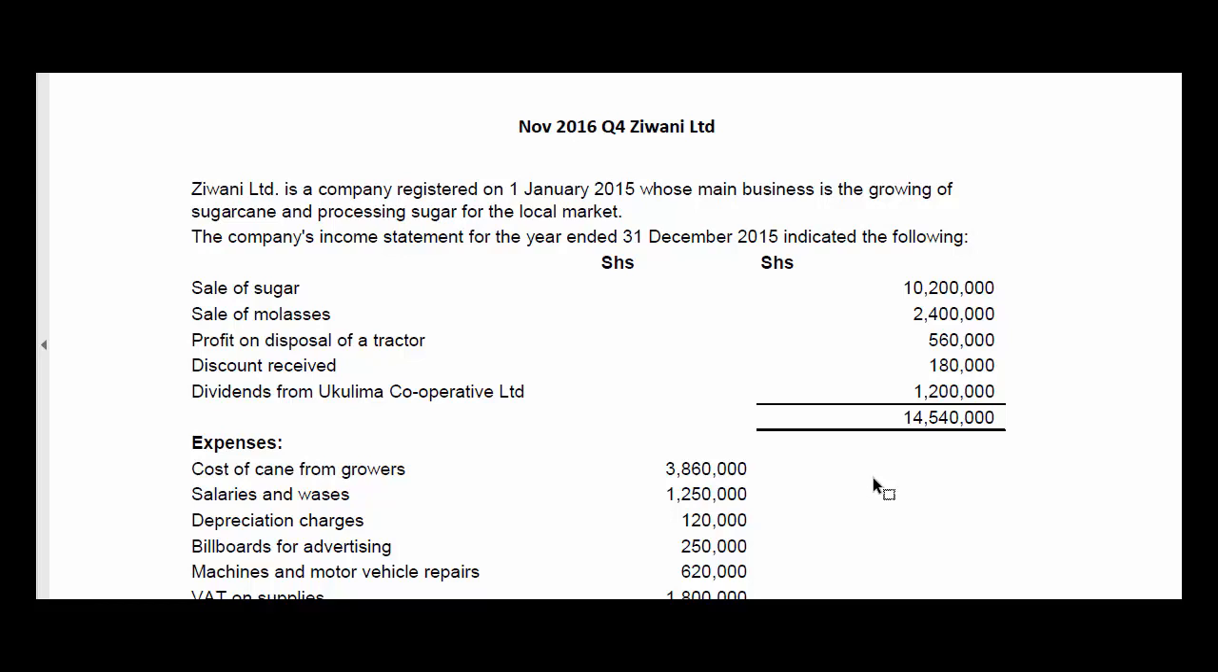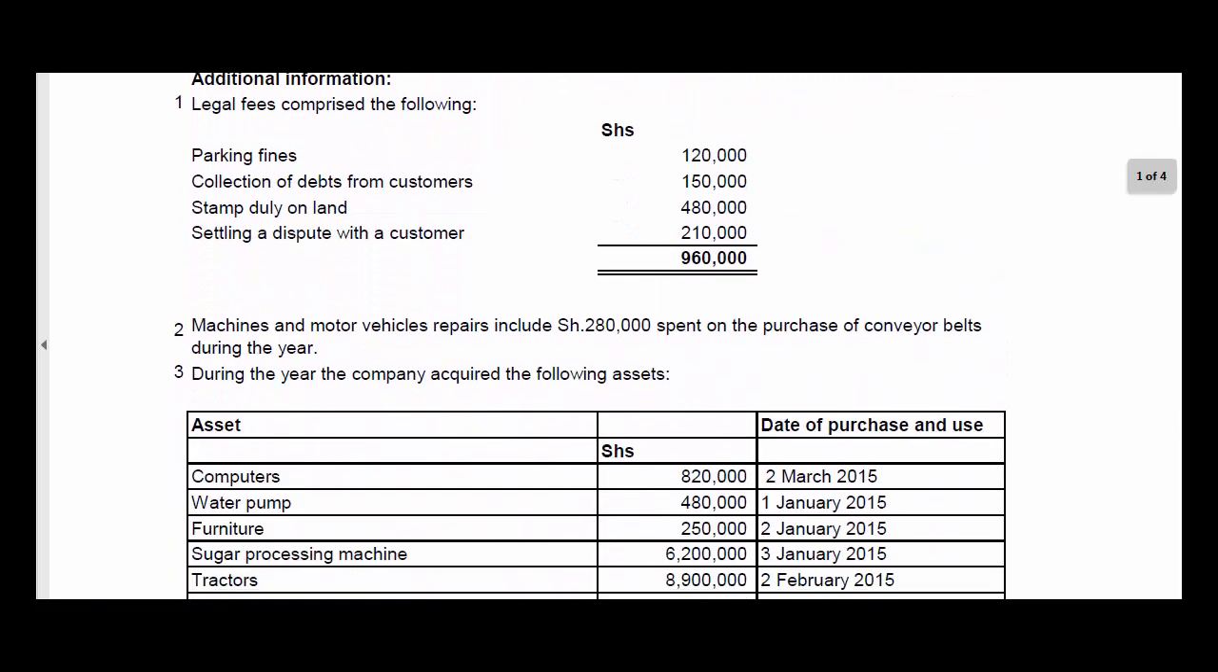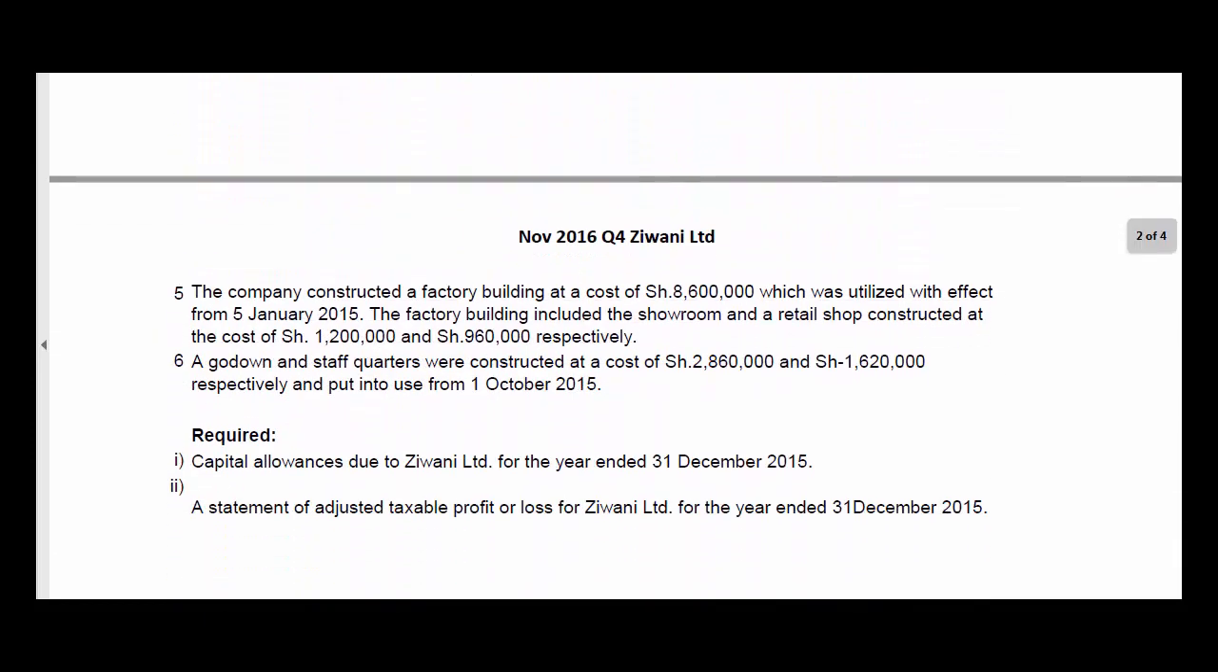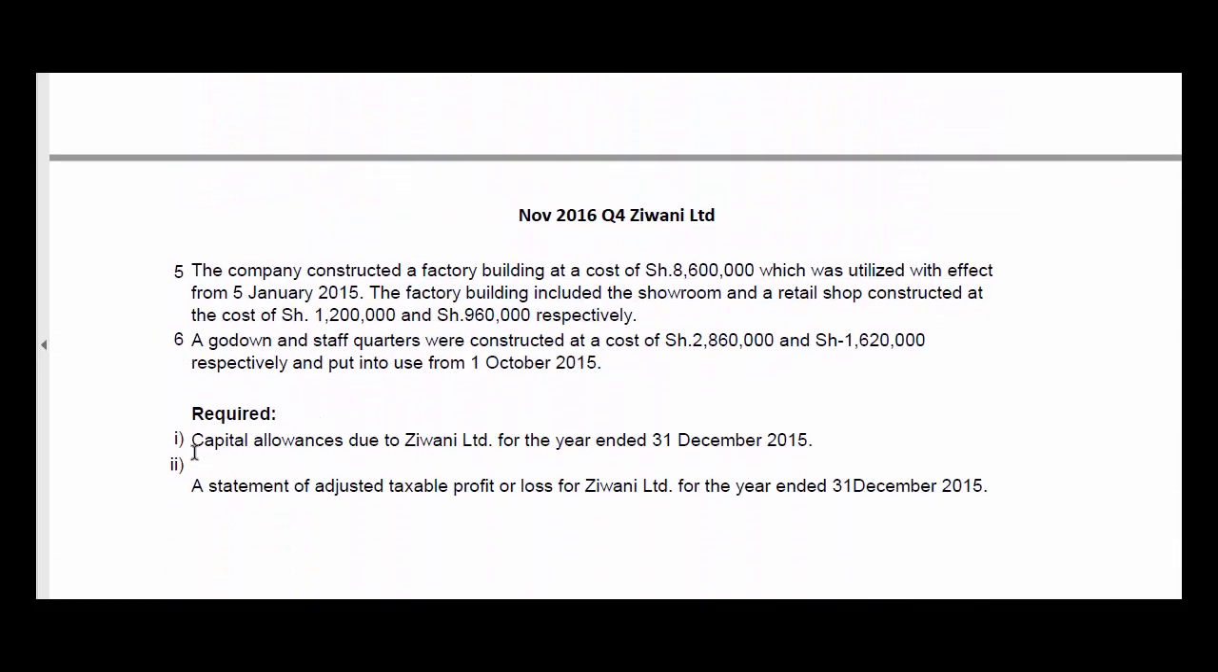In this question, you're told that Ziwani Limited is a company registered on 1st January 2015 and whose main business is the growing of sugarcane and processing sugar for the local market. You're given all those details there, additional information, and then you're required to compute the capital allowances due to Ziwani Limited for the year ended 31st December 2015.